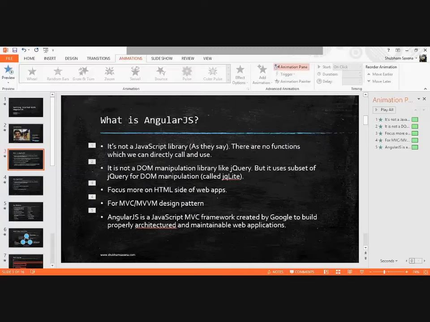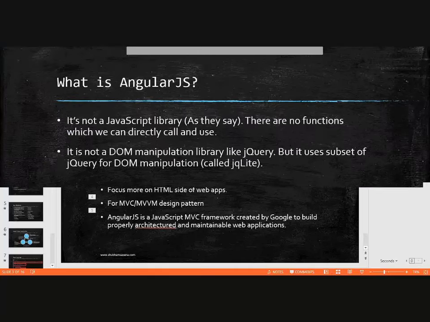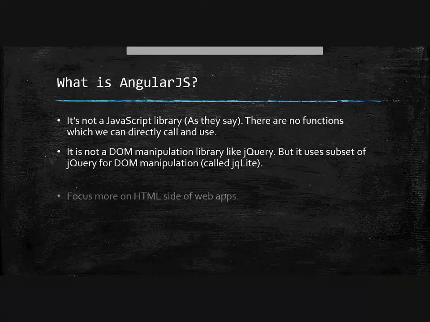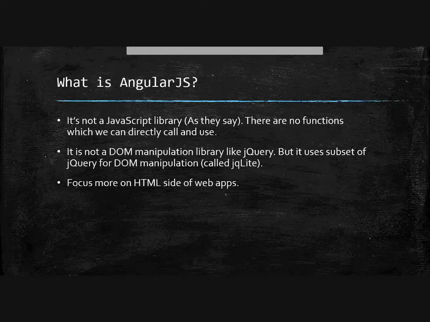It's actually also not a DOM manipulation library, like we have jQuery now. But yes, AngularJS does use a part of jQuery. Actually not jQuery, it is jqLite. So it is not actually jQuery also. AngularJS focuses more on the HTML side of web applications. It's not about just writing the business logic here, but it modifies your HTML, be it your HTML attribute, HTML class, or anything else. So AngularJS is not actually a jQuery library, not a JavaScript library, but maybe a combination of all these.